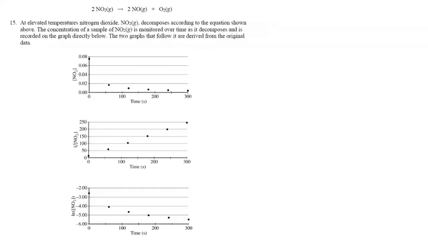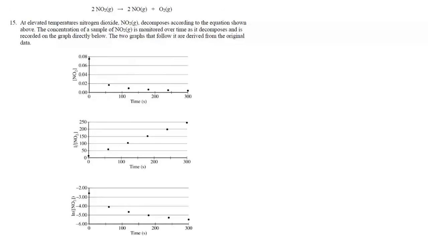In question 15, there will be another example of a situation where we have a mechanism in which the second step of the mechanism is the slow step. So we'll see that same procedure featured in question 15.